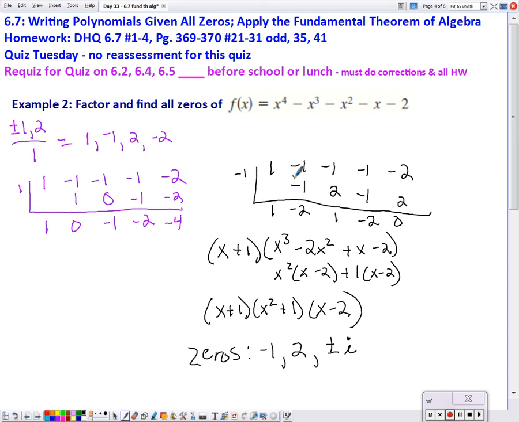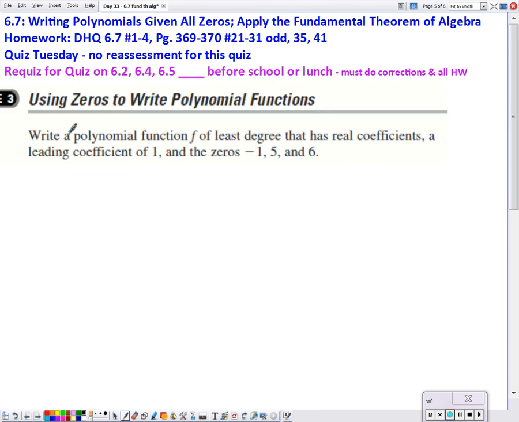Okay, the last thing we're going to do today is we are going to talk about how to write a polynomial function when we are given zeros. So here we go. It says write a polynomial function f of least degree that has real coefficients, a leading coefficient of 1, and zeros of -1, 5, and 6. So the first thing I'm going to do is write f of x equals 1 because my leading coefficient is 1.